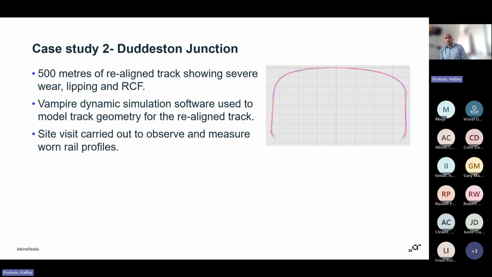Very quickly, they showed that there was some severe wear, lipping, and RCF. So we used Vampire to model the track geometry for the realigned track. Went down to site. In fact, I've been there twice now to observe and to measure the wheel and rail profiles. So the mini prof tool I was talking about earlier, we got that and measured the rail profiles every 10 meters. So we've got some of the worn rail profiles measured on the right-hand side there. At the far right, you can see where there's a bit of lipping. In fact, when I went back there recently, that's got a lot worse.